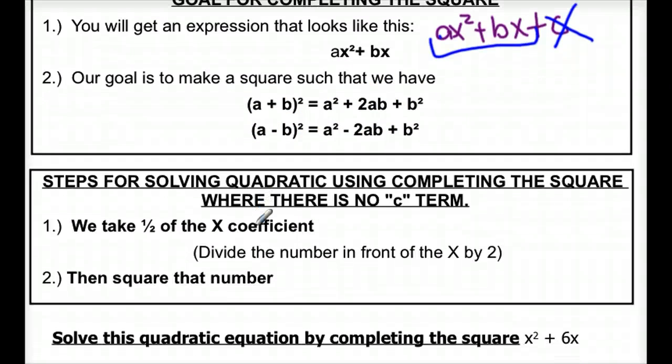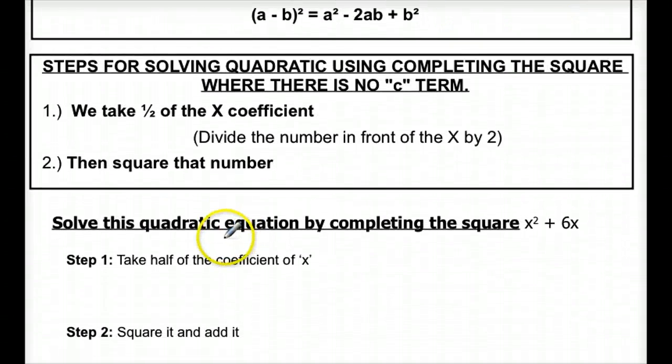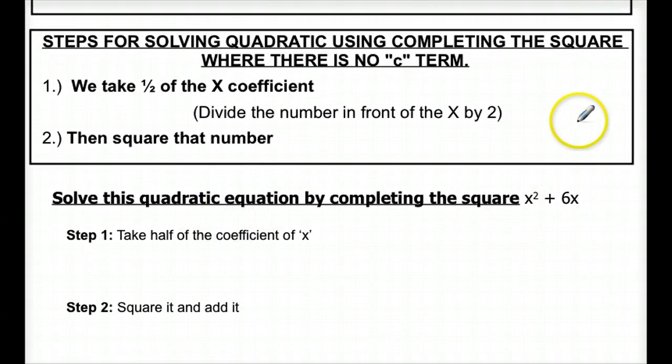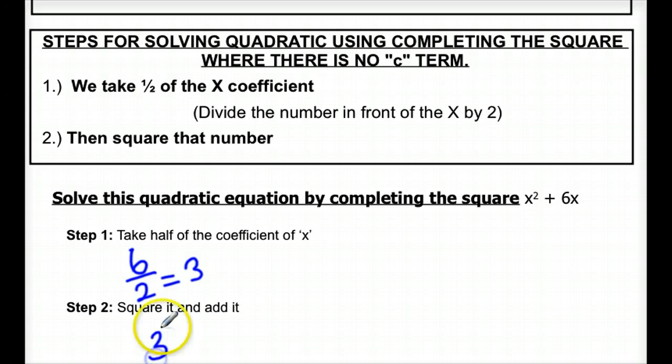So when I'm given no c term, there are two simple steps that I need to do. The first step is take half of the x coefficient and then square that number. So let's look at an example. I am given x squared plus 6x. My direction says to solve this quadratic by completing the square. The first thing I need to do is take half of my middle term, which is 6, so half of 6 is 3, and then the second step says square this. So 3 squared is 9.